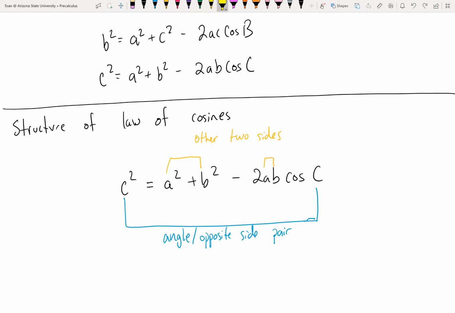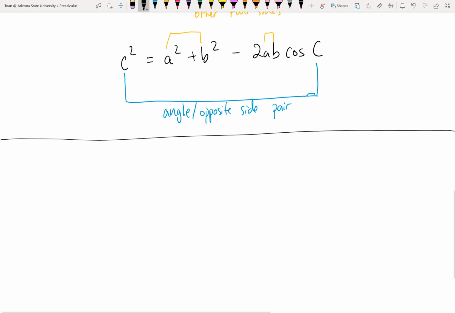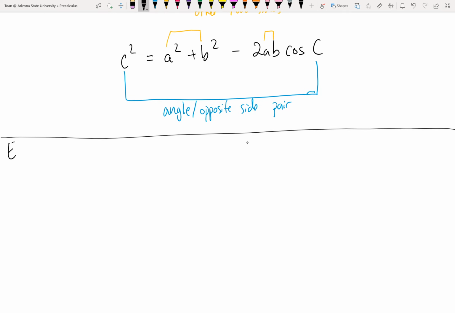You just have to remember these guys are always paired together, and then whatever side you decide to use, these guys here will always be the other two sides. So that's how I personally remember it. Now, yes, you will have index cards for quizzes and exams, but don't rely on that. Really understand the formula. Other than that, that's the law of cosines. To utilize it is simply figuring out what pieces you have and plugging them in.